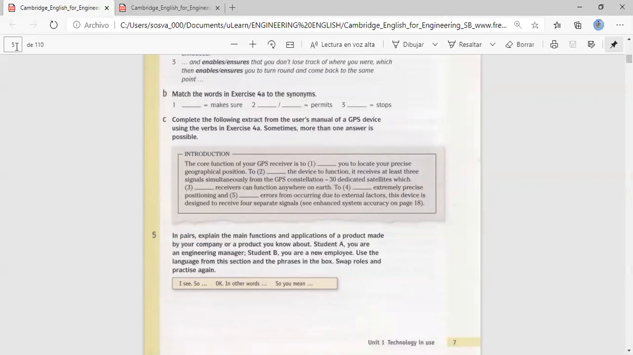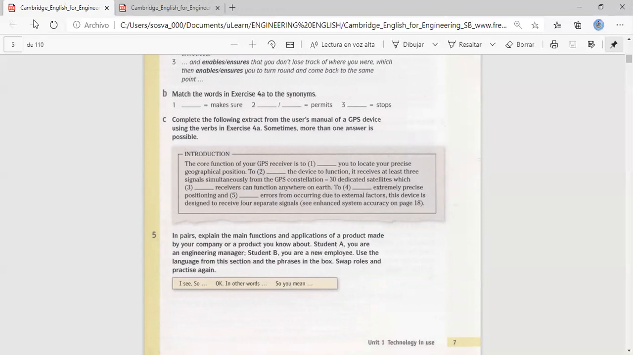it's number 5 that you're now looking at on the screen. It says, in pairs, explain the main functions and applications of a product made by your company or a product you know about. In this case, for example, you're an engineering manager or you can be a new employee, of course. So you're going to use the language from the section that we worked on yesterday, okay? And the phrases in the box.